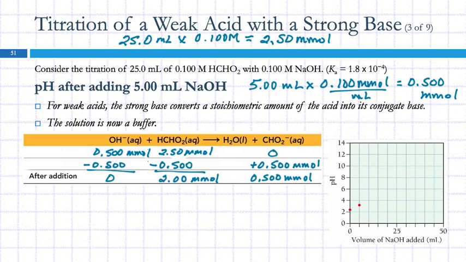Any questions? I'm going to figure out how many millimoles of my acid I have, how many millimoles of hydroxide I've added, and I'm going to treat that as a complete reaction and see what happens. Now we've got a weak acid and its conjugate base. This is a buffer now.